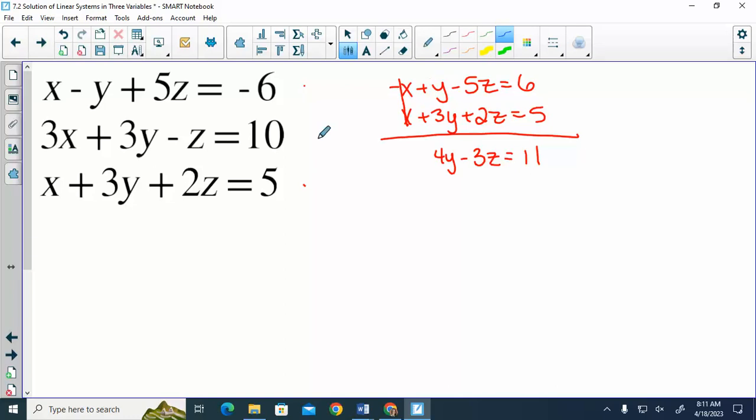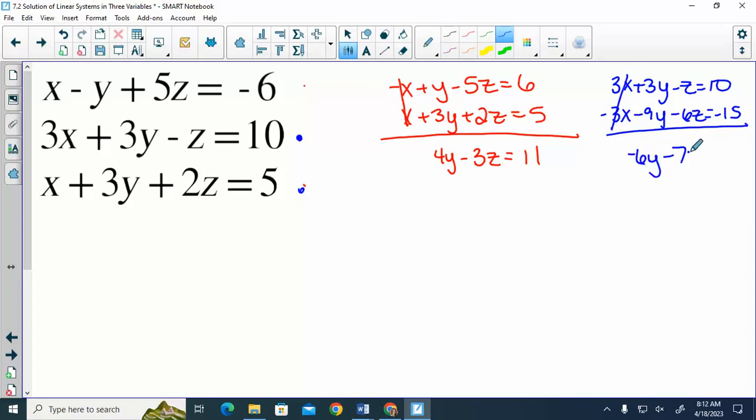We have not yet used the second equation, so we have to take it, one of the other two, and get rid of x again. Does it matter which one? Okay. So take the bottom, you'd have to multiply by -3. So if we add those, x's drop. So -6y minus 7z equals -5. That's great.